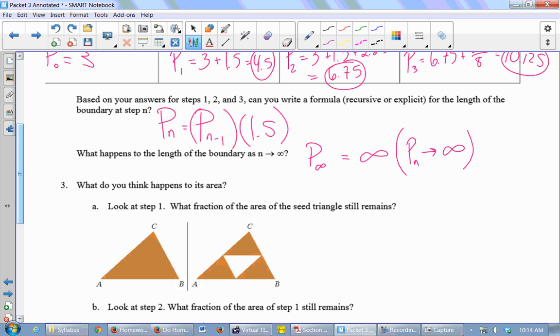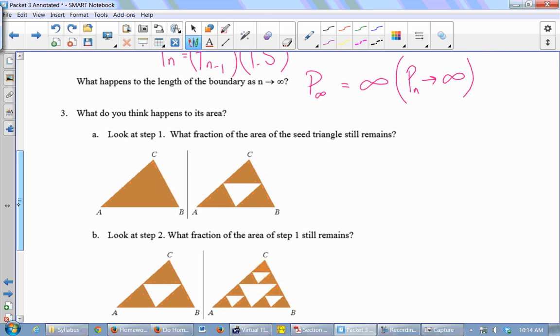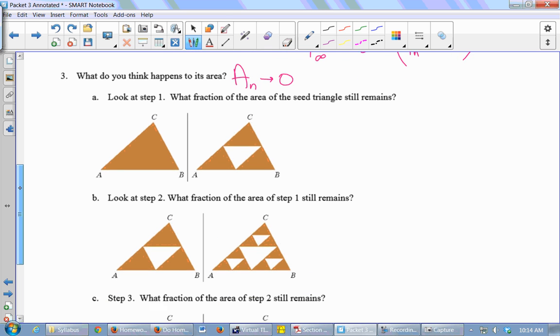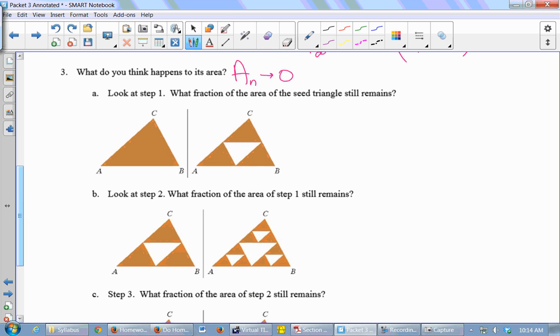So your intuition here is totally right. That boundary just grows and grows and grows. What do you think happens to the area of this thing? Decreases. So if you could do an infinite number of iterations, if you could actually do this forever, how much area would you have left? 0. None. Good intuition. The shaded part is going to keep getting smaller and smaller.